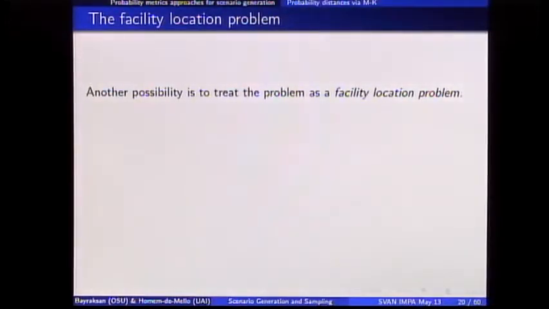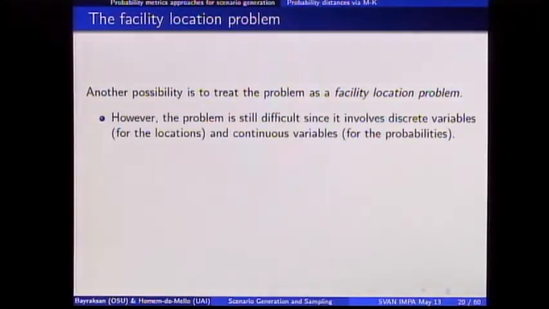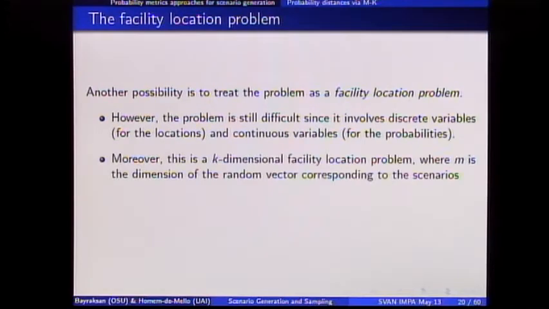We can't get away from that. One complication here is that it's a mixed continuous integer problem, because the locations are discrete, but the continuous values are probabilities. So if you try to solve all of them together, this is like a facility location, but it's a mixed integer problem. It's still doable, but maybe not in very large numbers. You can only solve relatively small problems.